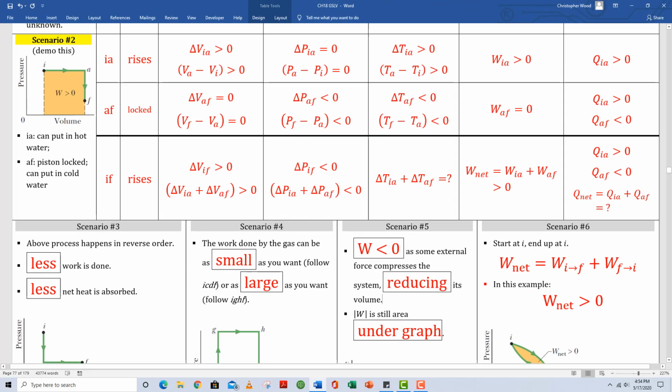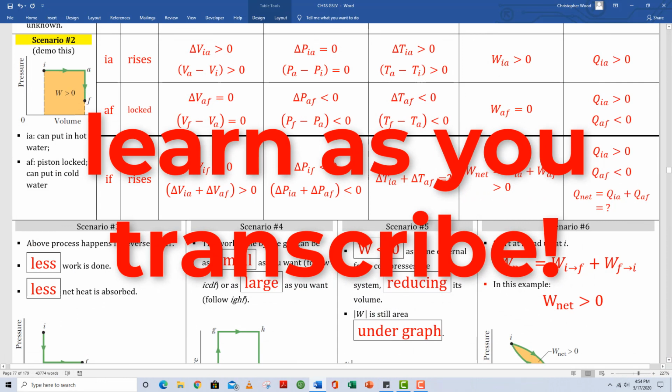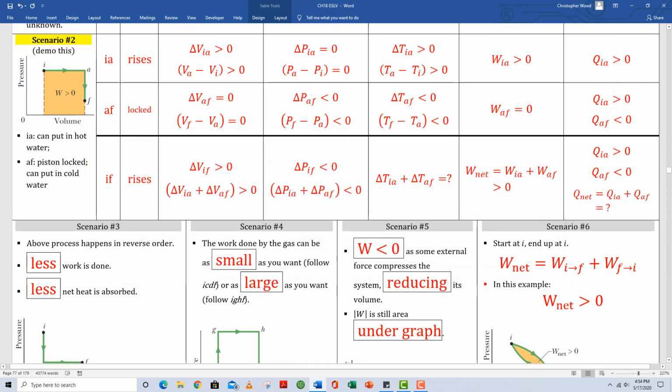So there's a lot to really learn from scenario number 2. Make sure you go over each and every one of these details and ask for clarification if anything isn't making sense. We're looking at the 3 state variables, pressure, volume, and temperature, and the 2 path-dependent variables, heat and work.